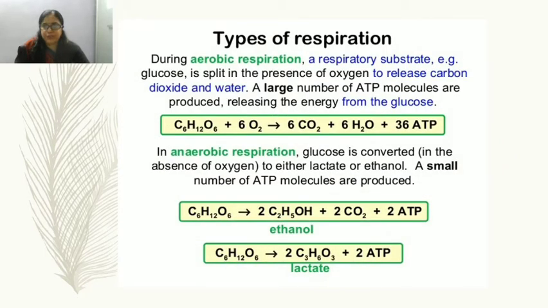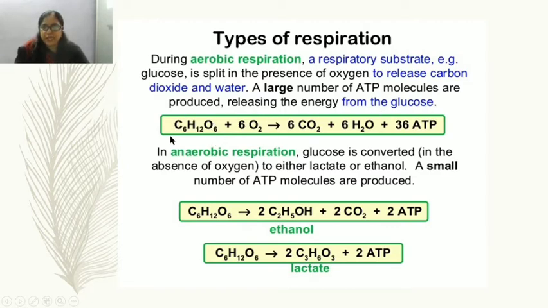Types of respiration. On the basis of whether oxygen is needed or utilized in the process or not, there are two types of respiration: aerobic respiration and anaerobic respiration. As is clear from the name, aerobic respiration means utilization of oxygen. In aerobic respiration, a respiratory substrate, for example glucose, splits in the presence of oxygen to release carbon dioxide and water, and a large number of ATP molecules are produced, releasing the energy from the glucose.